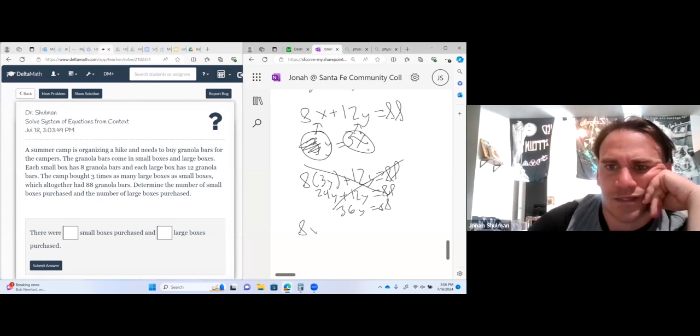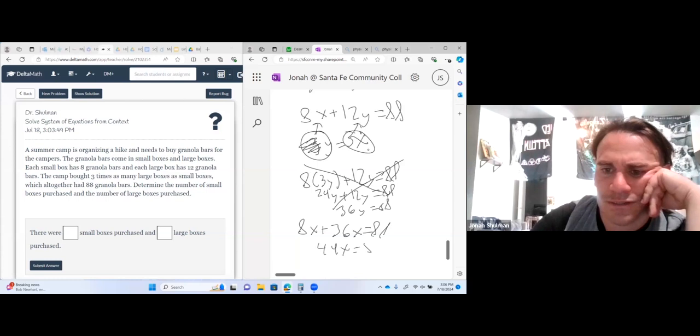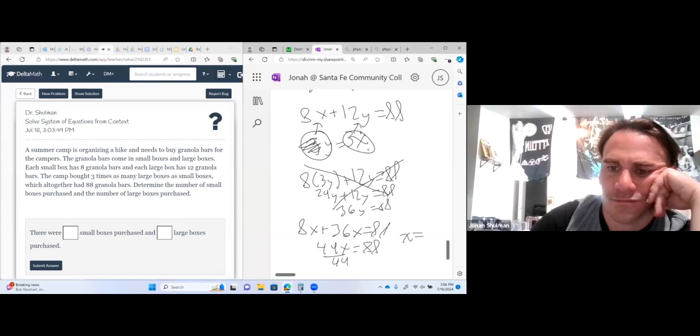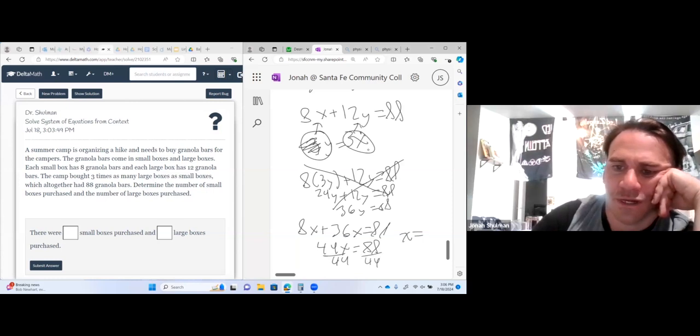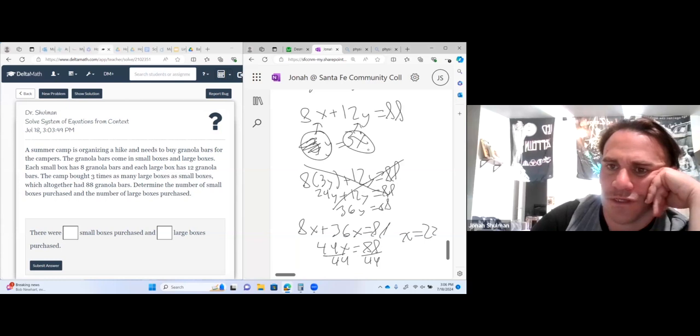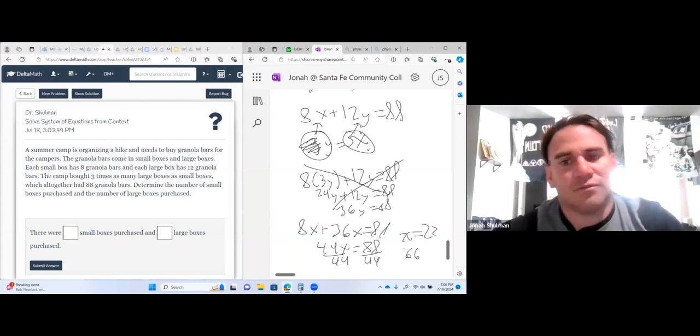So that's 8x plus 36x equals 88. So that is 44x equals 88. X is equal to 11. 44 divided by 88 is 22. So we have 22 of these, 22 small, and 66 large.